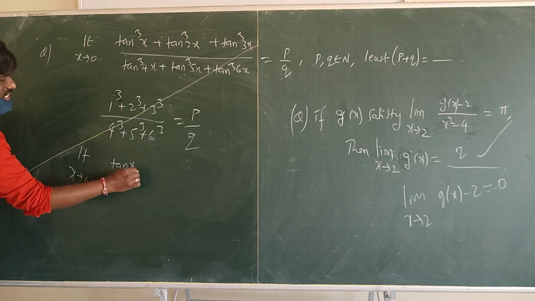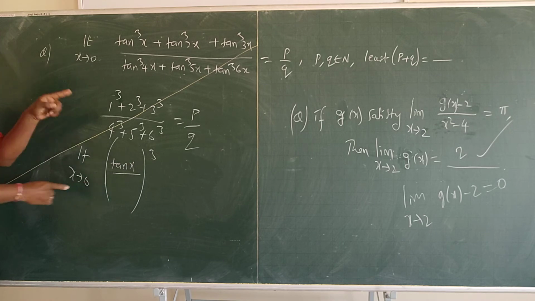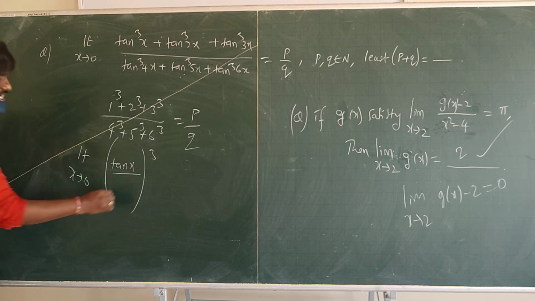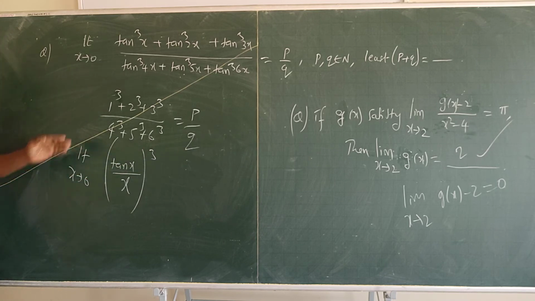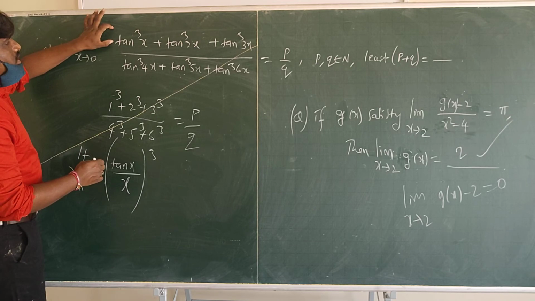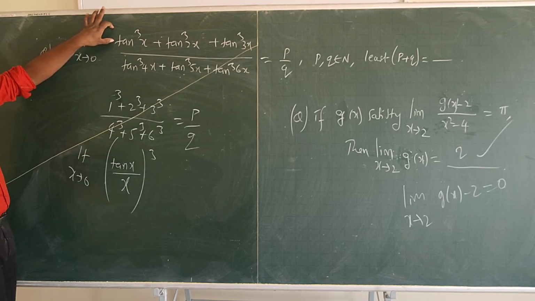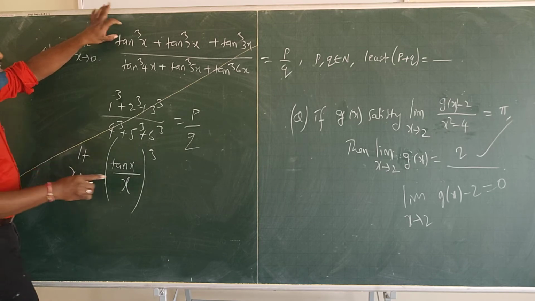Tan x divided by x, tan x whole cube. So I should have a whole cube here. So inside, I will multiply with x cube. I divide by x cube in each term. Here I multiply x cube, then tan x by x will give one as the answer. Limit x tends to 0, tan x by x is how much? 1.